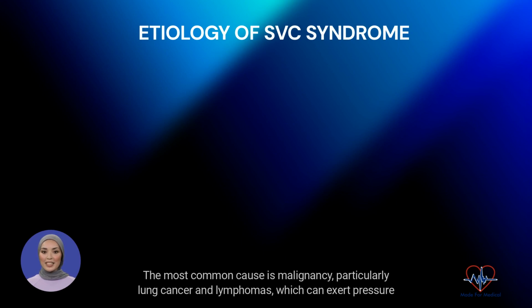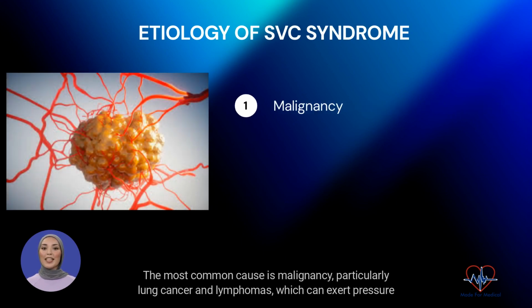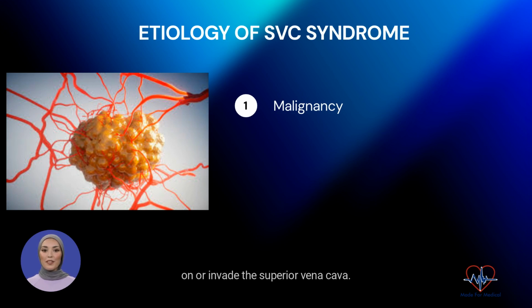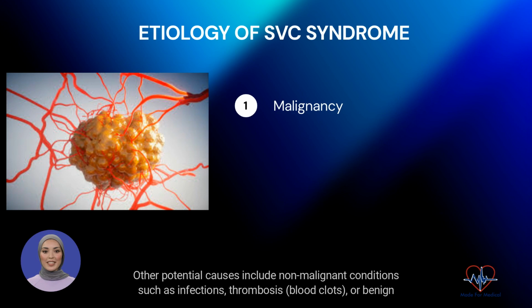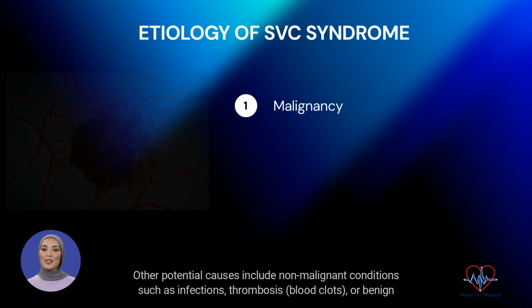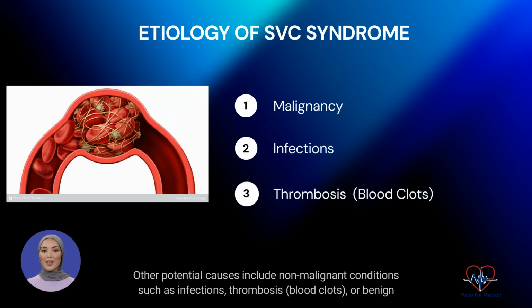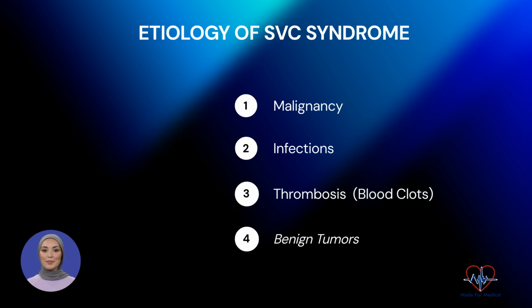Several factors can contribute to the development of superior vena cava syndrome. The most common cause is malignancy, particularly lung cancer and lymphomas, which can exert pressure on or invade the superior vena cava. Other potential causes include non-malignant conditions such as infections, thrombosis, blood clots, or benign tumors.